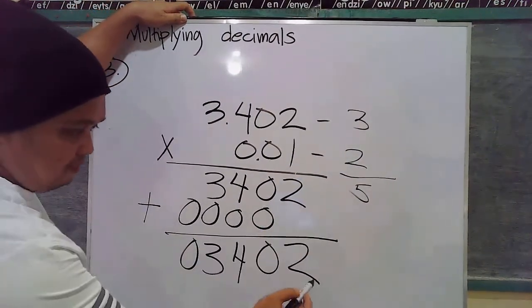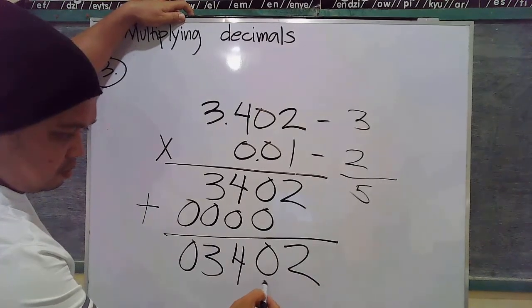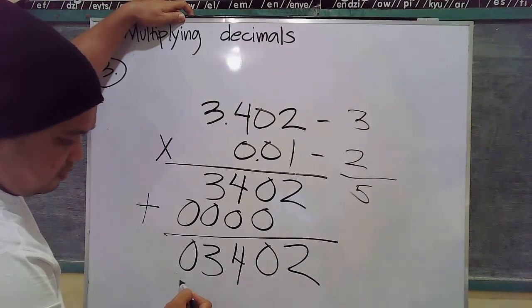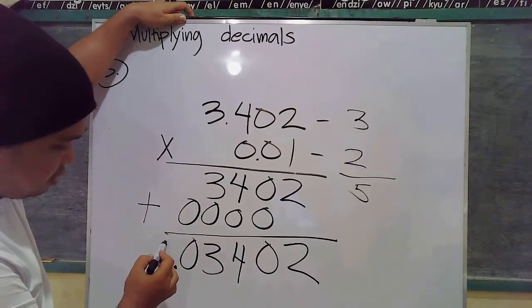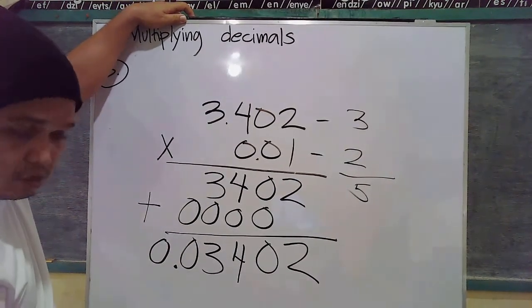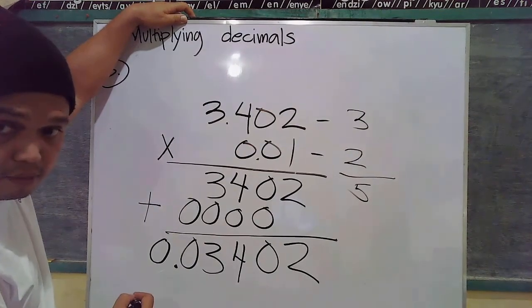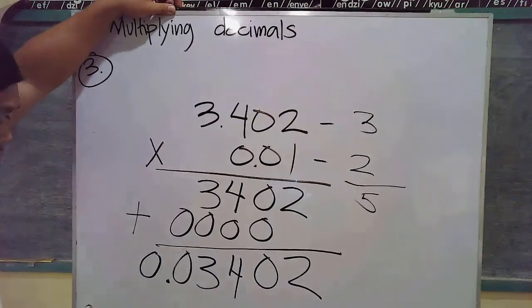So let's start. 5 steps to the left. From here, 1, 2, 3, 4, 5. So this will be our decimal point. Okay, and 0 here. So this will be our answer. Okay, so let's have example number 4.